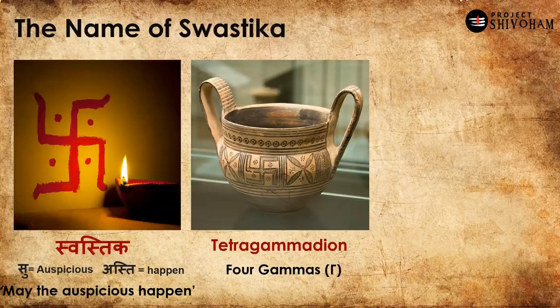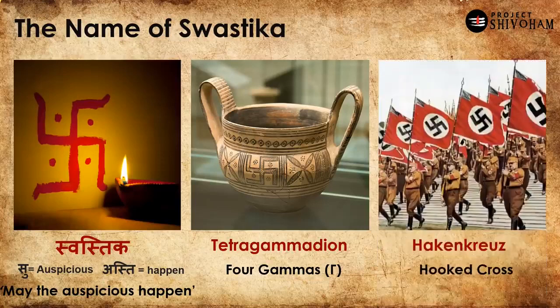Now moving on to the infamous Nazis who abused the swastika, what did they call it? They did not call it swastika, but they called it Hakenkreuz, which means hooked cross. A cross as a plus, which has hooks in the edges. So that's what Hakenkreuz means, a hooked cross.